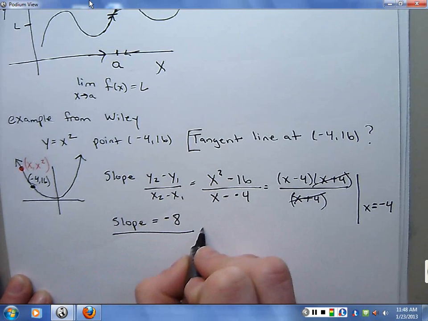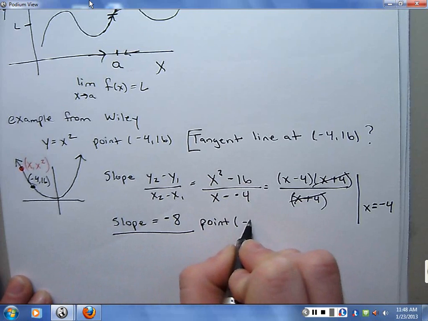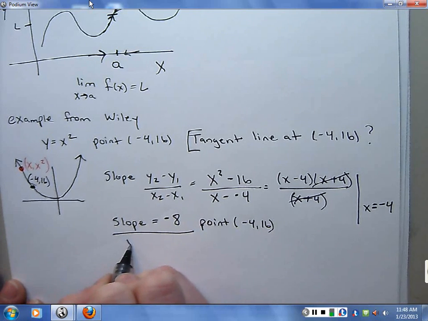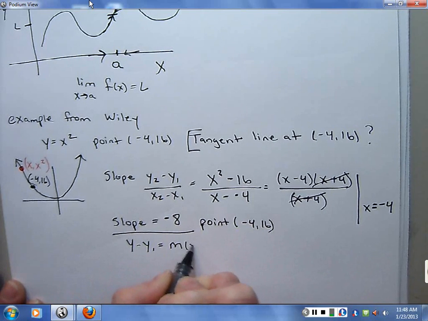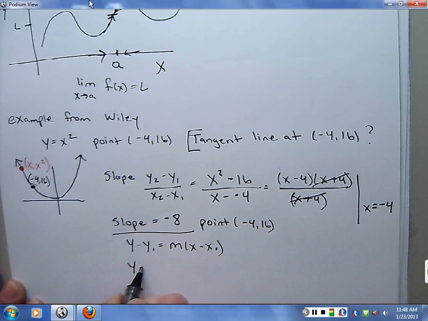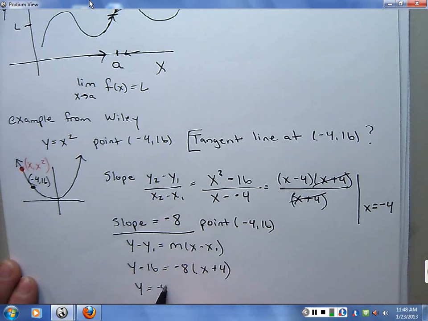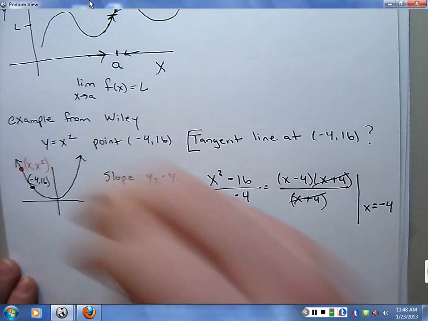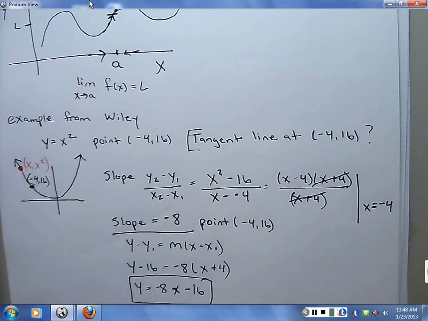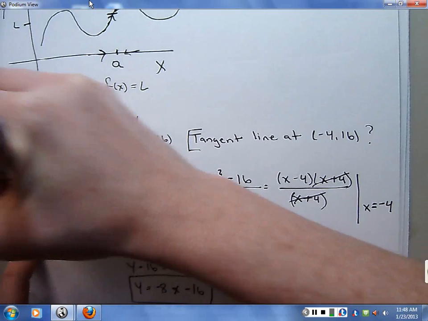I have a slope and I have a point. So I use the point-slope equation for the line. I have y minus 16 equals minus 8 times x minus minus 4. And then I solve for y. So y becomes minus 8x, I have minus 32 but plus 16, so I have minus 16. So y equals minus 8x minus 16. This is the equation of the tangent line at the original point. So this is what it would look like, right?